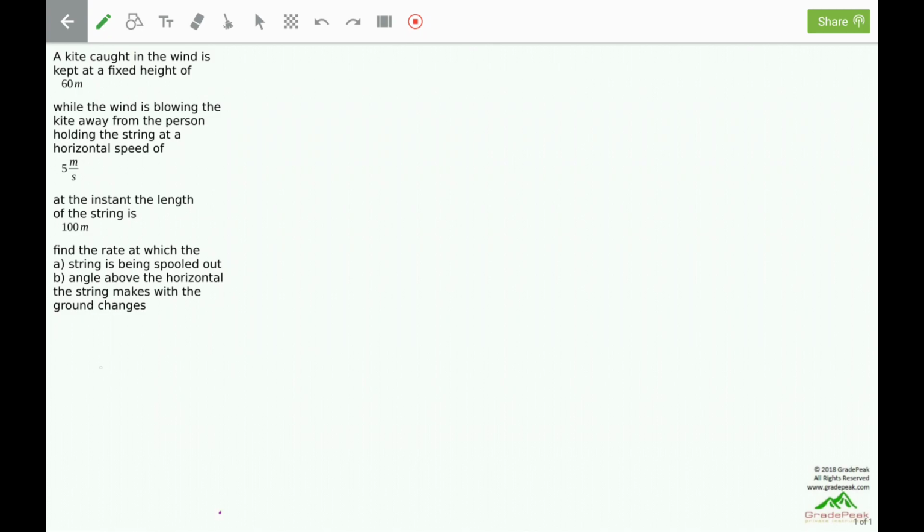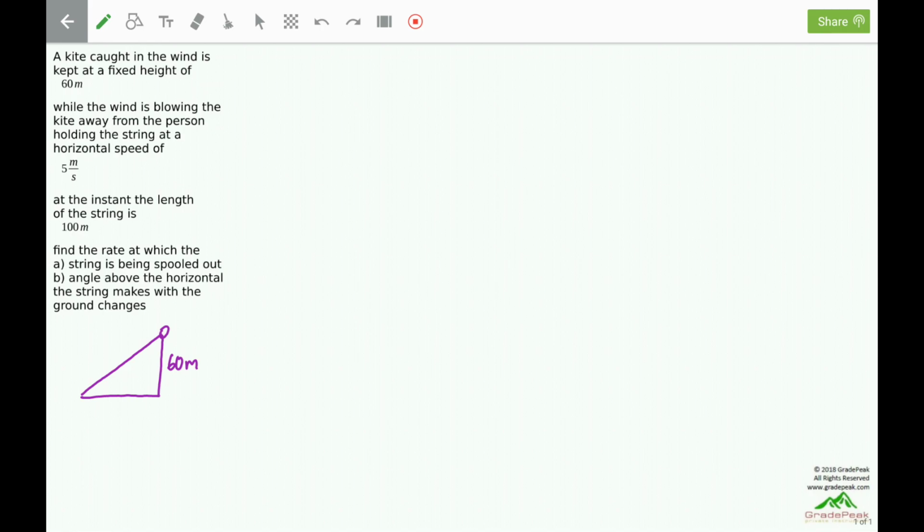So we have a triangle here. Since the string is much longer than the height of the kite, it must be at a diagonal. So the kite is up here. It's being kept at a fixed height, so the height side of the triangle will remain a constant 60 meters, and we can label the 60 meters on the picture.